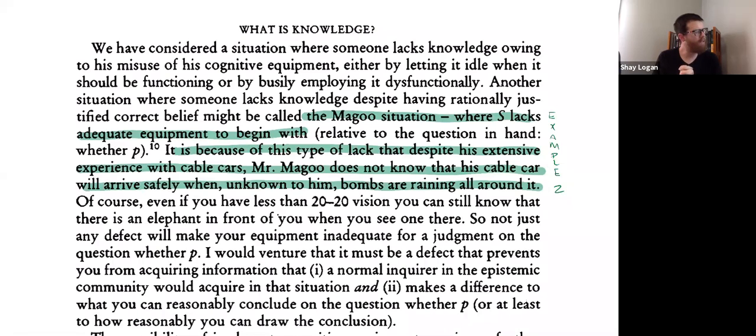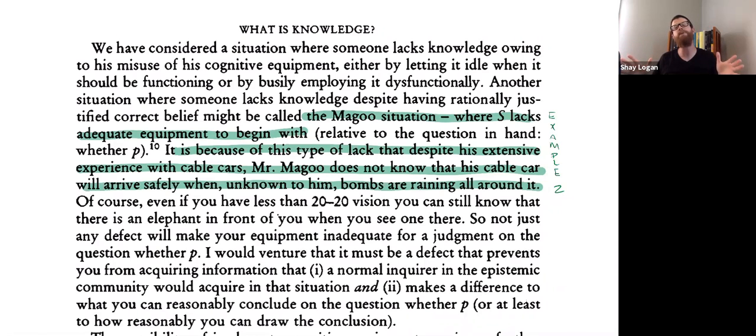It seems odd to say that, where you and I getting in the cable car would say, I don't know that I'm going to make it safely there because there's all these bombs raining down all around. There's all this catastrophe happening everywhere. I sure as hell don't know that I'm going to make it there safely. As far as I know, I might get blown up. You and I would count as not knowing we're going to make it to the other end.